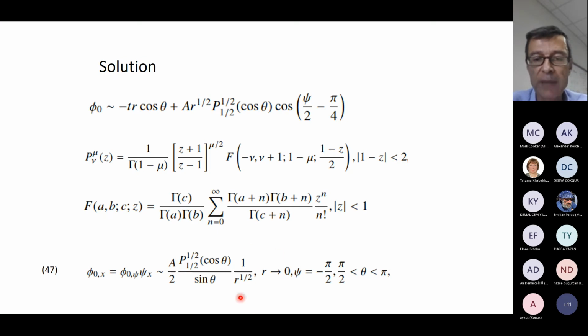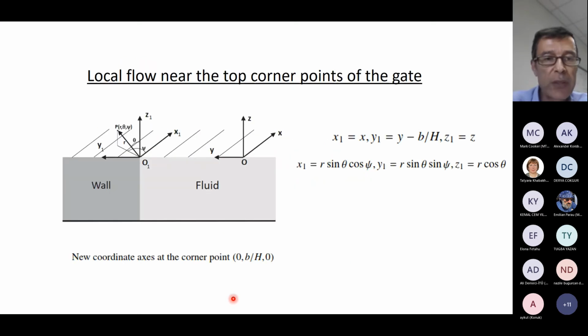I mean, we obtained something similar here, a power singularity, and this singularity here we obtained as r to the minus 1 over 2. It will be valid along this line, because along this line we have the discontinuity in the fluid flow in the velocity. Okay, so we obtain this local flow near the top corner points of the gate, which is actually valid along this line.